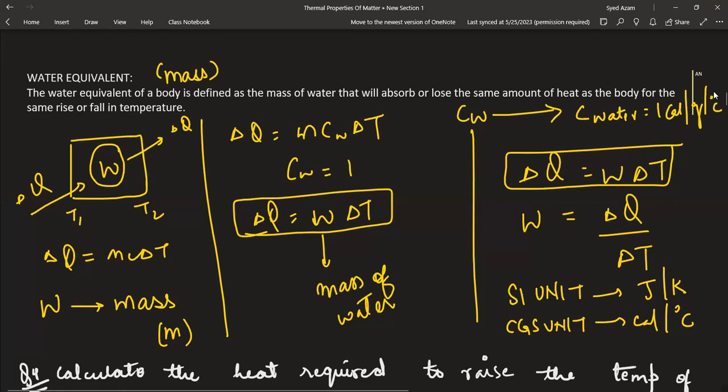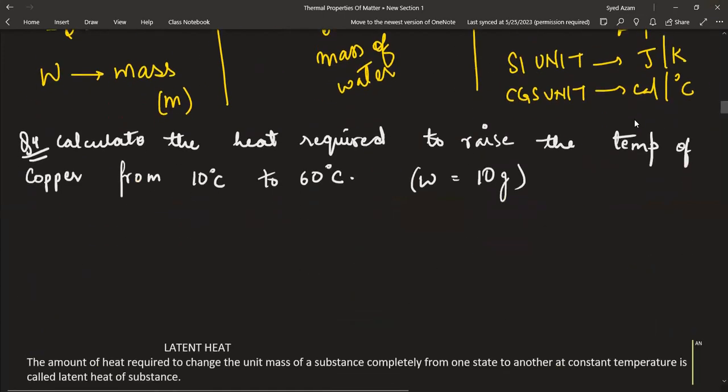Yes, ma'am. Okay. So there's a question. It says calculate the heat required to raise the temperature of copper from 10 degrees Celsius to 60 degrees Celsius. Now the weight is given as 10 grams. The W is given, which means the mass is given. We can see the unit also. It is mentioned as grams.